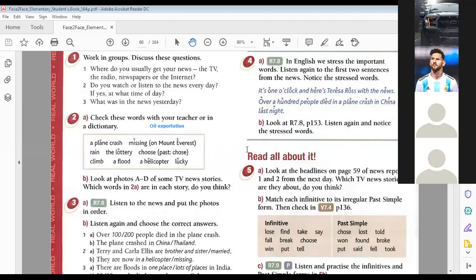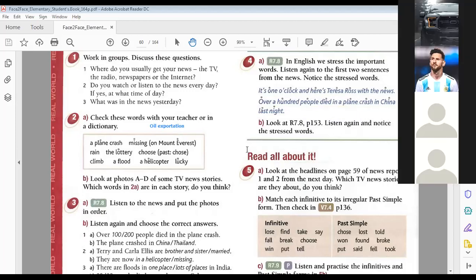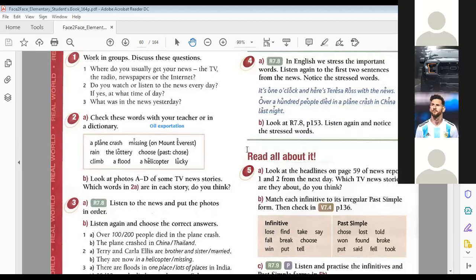Okay. So oil and sport. What happened in sport? What did you hear, Rashid? The Premier League, the British Premier League, the English Premier League. Yeah, Premier League has started. So the English Premier League started yesterday. I see, okay.